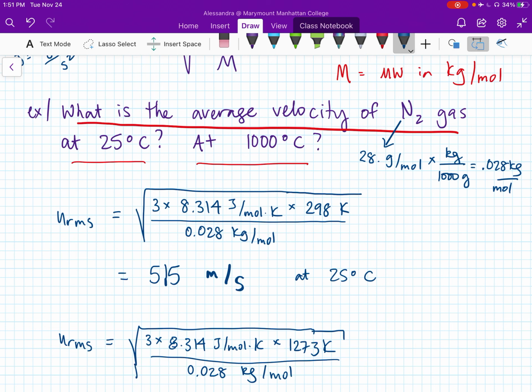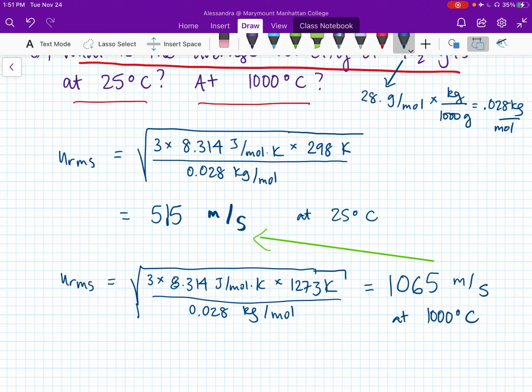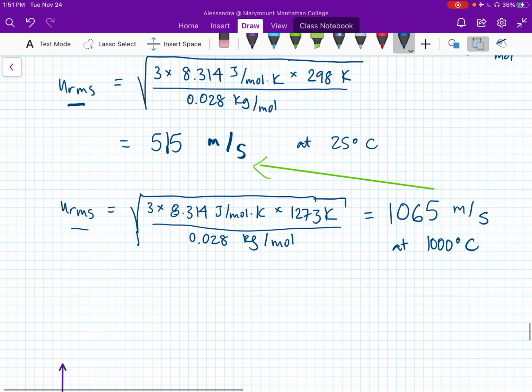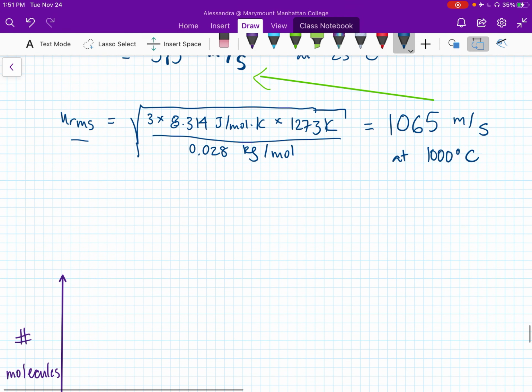So notice the difference between these two answers. It is a whole lot faster at 1,000 degrees Celsius than it was at 25 degrees Celsius. So doing this calculation shows you how much velocity of gas particles depends on temperature. The higher the temperature, the faster the average velocity, for sure. But I really want you to remember that what we're calculating here is root mean square velocity. It's a mean. These are average velocities of gas particles.